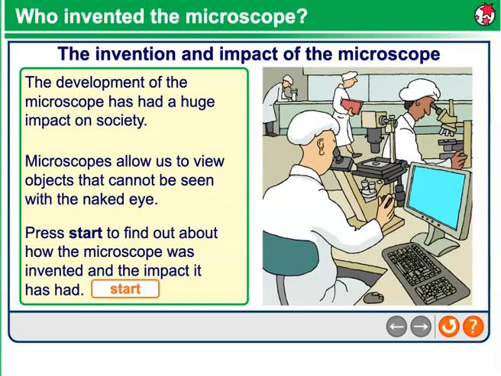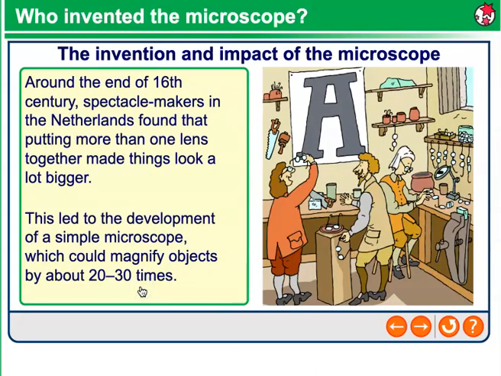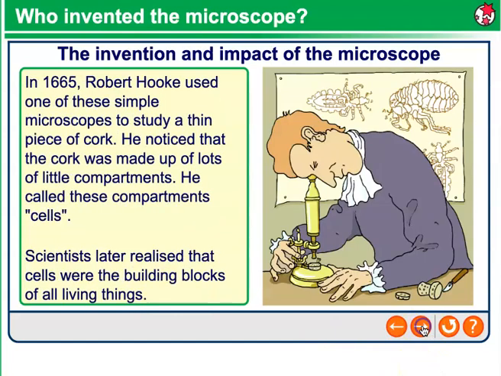The invention and impact of the microscope. The development of the microscope has had a huge impact on society. Microscopes allow us to view objects that cannot be seen with the naked eye. Around the end of the 16th century, spectacle makers in the Netherlands found that putting more than one lens together made things look a lot bigger. This allowed us to magnify things.